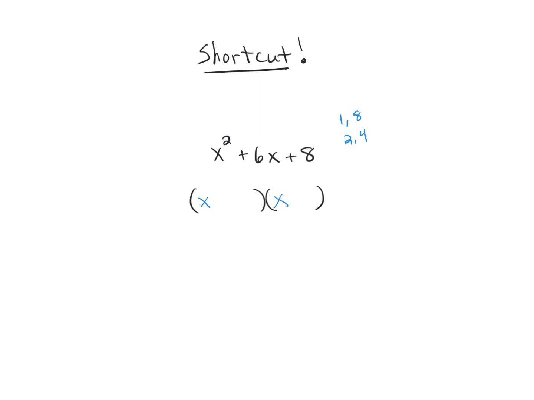But the shortcut is this. The numbers that you put here and here have to multiply to give you the last number, and they have to add to give you the middle number. So when I'm looking at my options, I ask myself the question, what two numbers multiply to give me 8 and add to give me 6? Well, that has to be 2 and 4. So it's plus 2 plus 4.